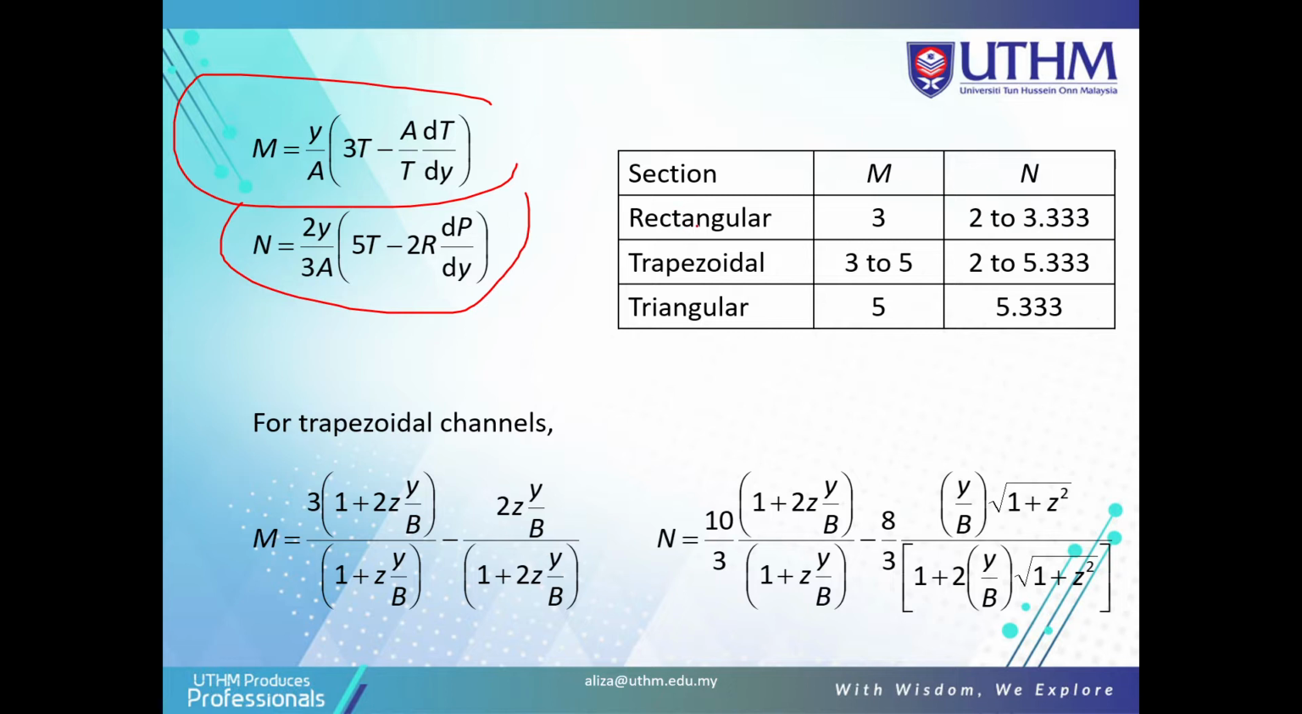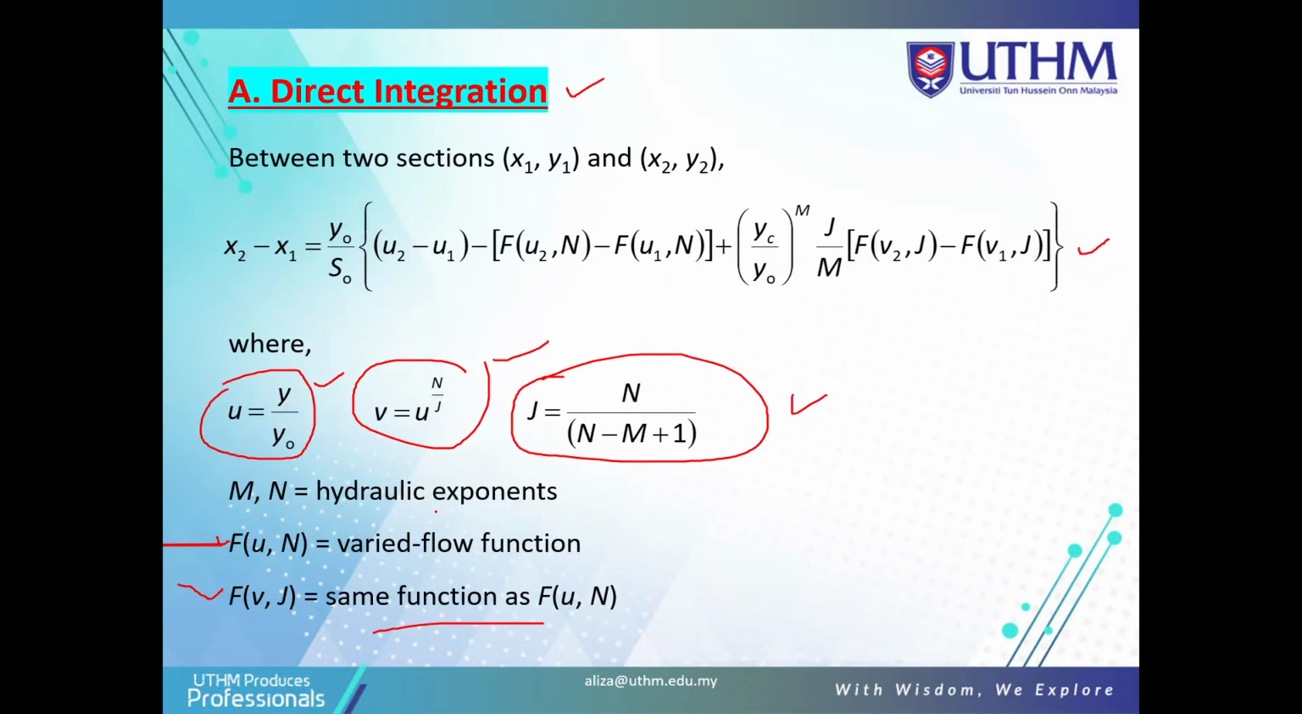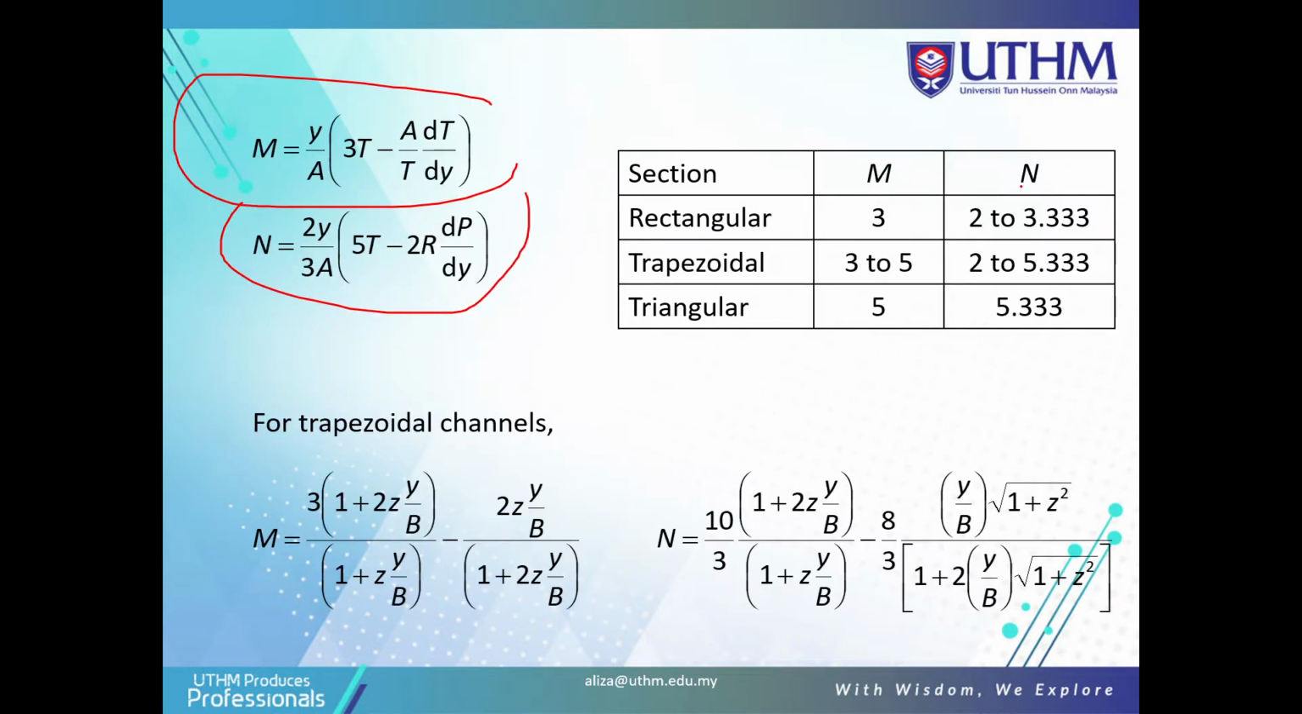For the rectangular section, M is 3 and N is 3.333. For trapezoidal, M is 3 to 5 and N is 2 to 3.333, and triangular is here. Actually, the values of the hydraulic exponents M and N are given.